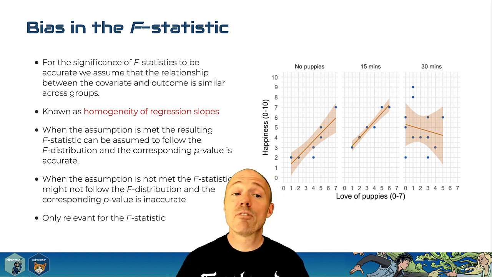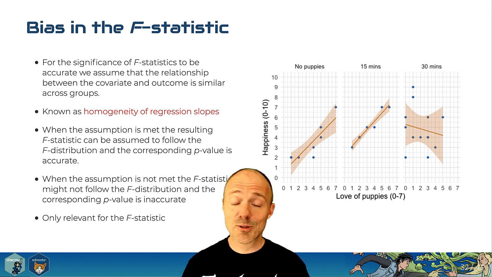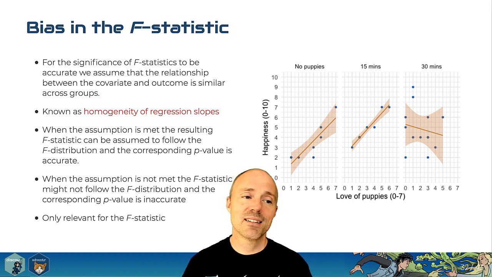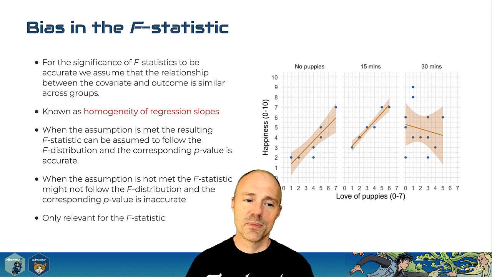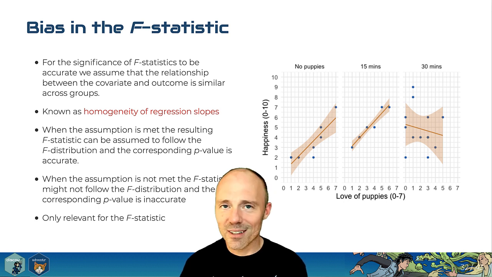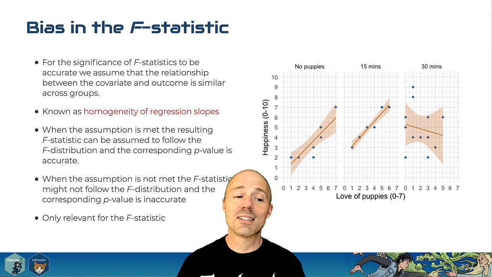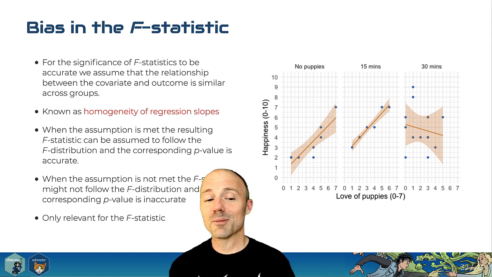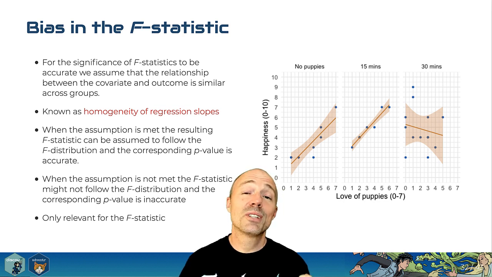There are other things that can influence the F statistic. If you're using F statistics to evaluate predictors in the model, then we need to assume something called homogeneity of regression slopes. Basically, if this assumption is met, then the F statistic can be assumed to follow the distribution it's supposed to follow and your p-values will be accurate. If the assumption's not met, then the F statistic does not follow the F distribution that it's supposed to and your p-values are inaccurate.